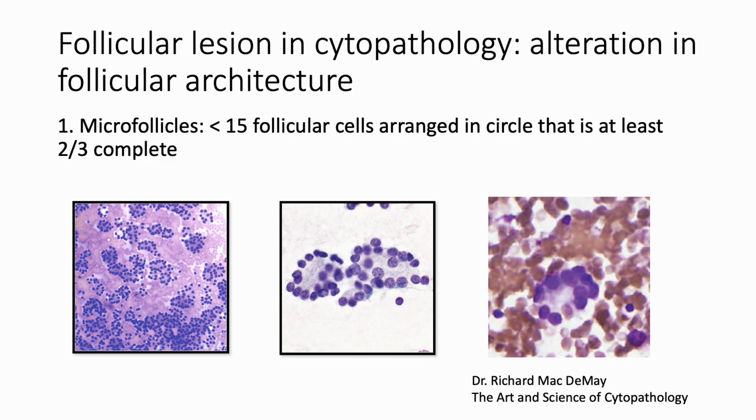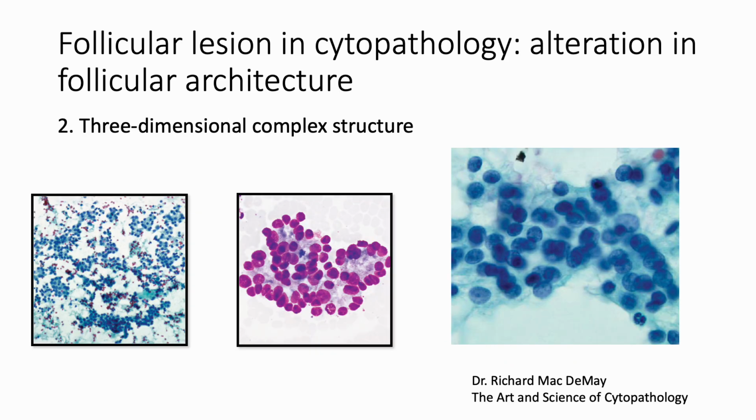What makes a follicular lesion different from normal? It all comes down to architecture. Normal follicular cells are arranged in an orderly honeycomb pattern with minimal nuclear crowding or overlap. In contrast, follicular lesions show architectural changes, especially microfollicles. In cytology, microfollicles are defined as less than 15 follicular cells, arranged in a ring that forms at least 2/3 of a circle. We can also see fused microfollicles in 3D complex clusters.